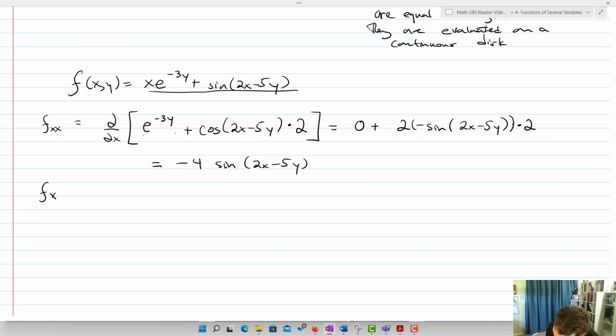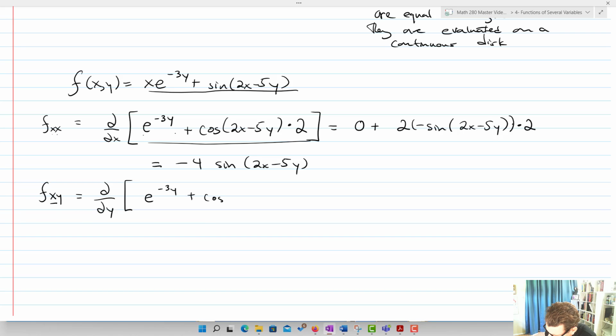Let's try f_xy. This is now d/dy, because we're going to take the partial with respect to y, after taking the partial with respect to x first. So again, here's the partial with respect to x: e^(-3y) plus cos(2x minus 5y) times 2. Now we're going to take the derivative with respect to y. So e^(-3y) is going to be negative 3e^(-3y).